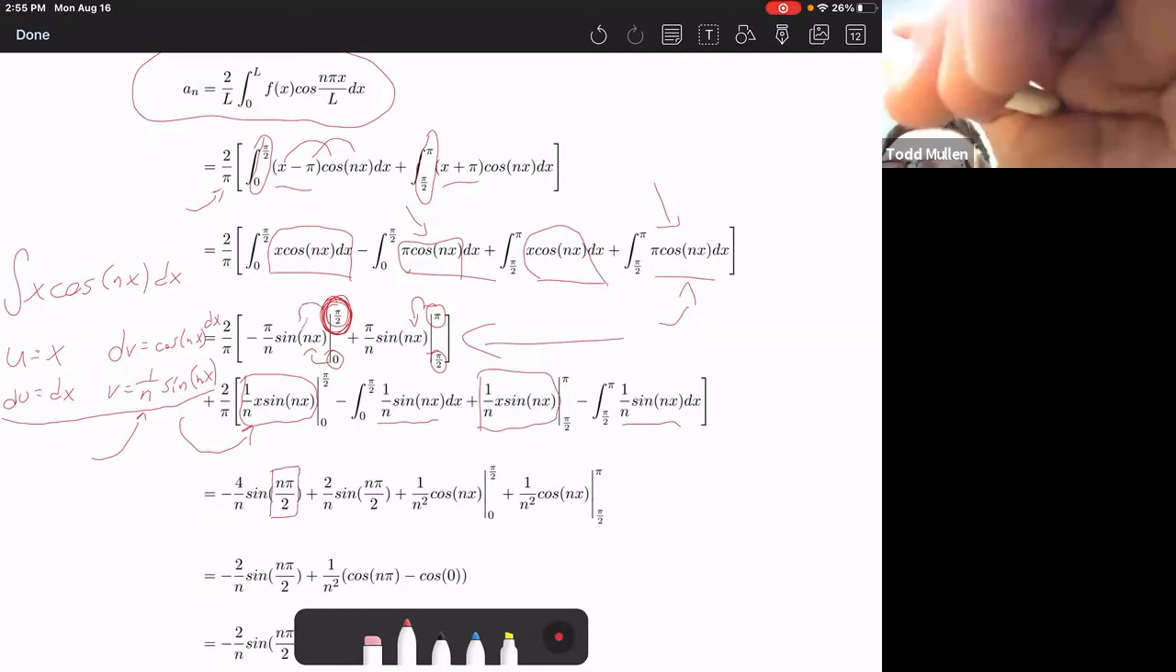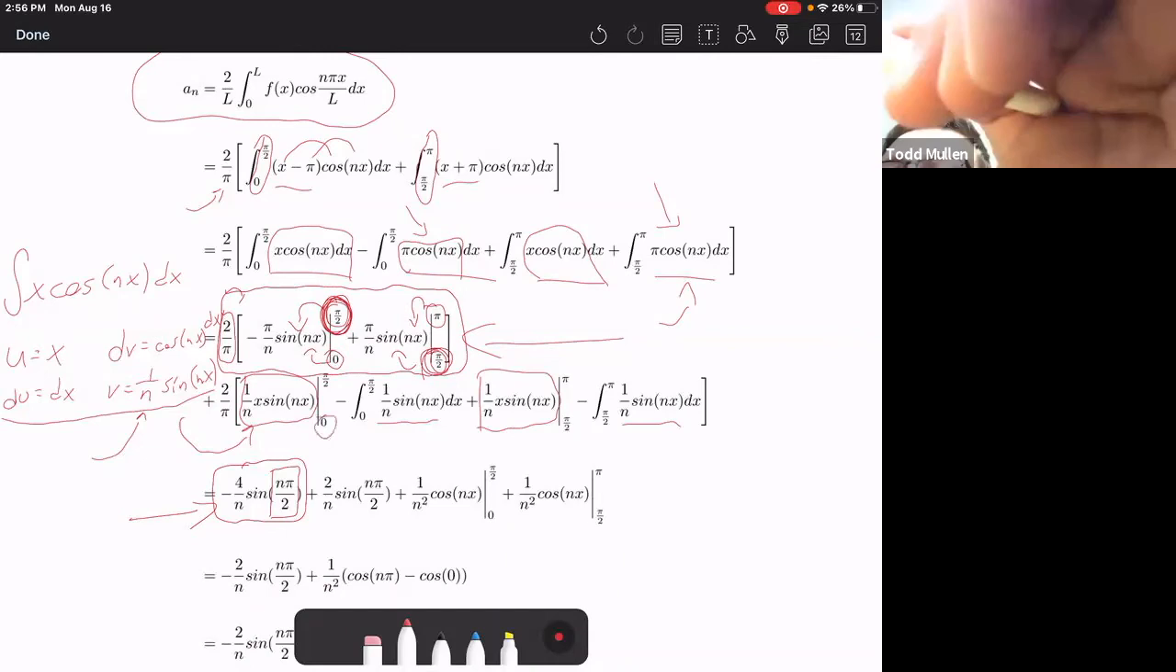We have a negative pi over n sine nx here, and we have a negative pi over n sine nx here. So it becomes negative 2 pi over n sine nx multiplied by this 2 over pi gives us negative 4 over n sine n pi over 2. So that's what this whole thing becomes when evaluated, and you can check that yourself. Becomes this value.